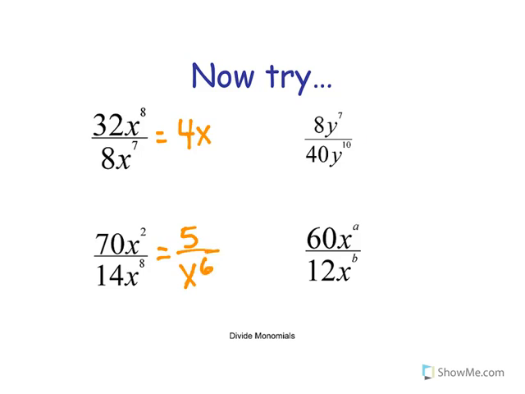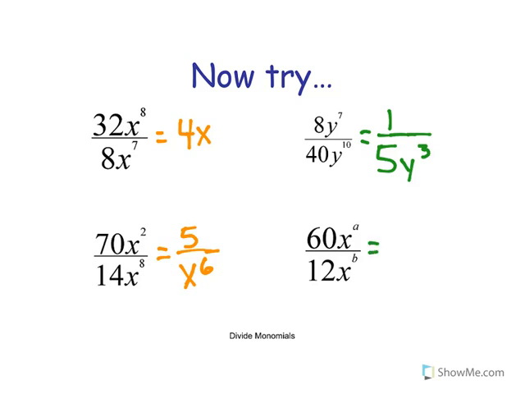All right, how about 8 out of 40? Well, 8 out of 40, if I simplify that fraction, is 1/5. And when I think about where I have more powers of y, I've got more powers in the denominator. How many more? Well, 10 minus 7 is 3, so y to the third.